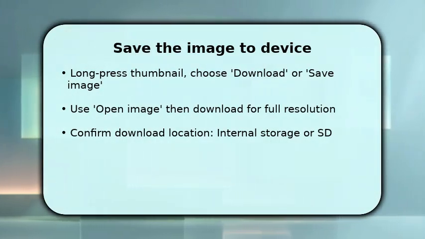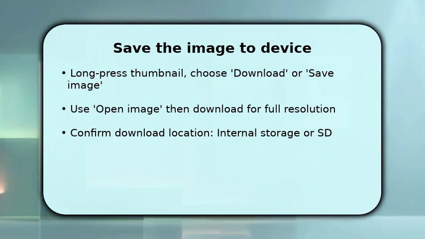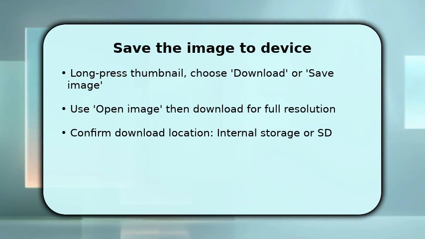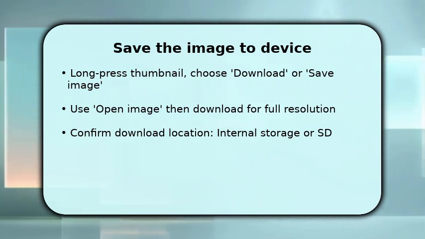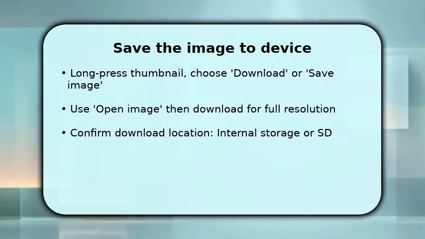If resolution matters, open the image in full view, then use the three-dot menu and tap Download to capture the largest available file. Make sure the download path is internal storage or the SD card you prefer, because Gallery scans those folders. After the download completes, swipe down the notifications to confirm success and make sure the file type is correct.